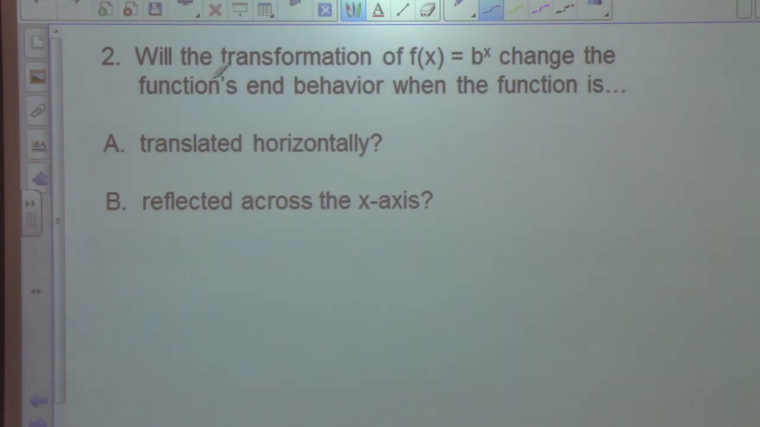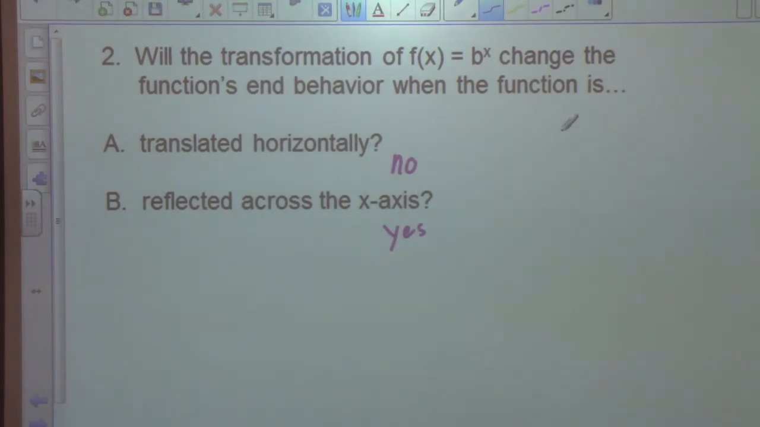What happens with the transformation of f of x equals b to the x? Will it change the function's end behavior when the function is translated horizontally? No, it will not. What about reflected across the x-axis? Yes. So let's go ahead and talk about this, because there's going to be a question on the test that gives you this, but it's going to ask a whole bunch of different things, even more than these two. You just have to look at it.